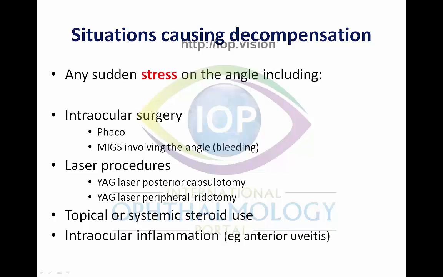Situations which may cause decompensation of angle function include any sudden stress on the angle. For example, during intraocular surgery, phaco-cataract surgery, or microinvasive glaucoma surgery involving the angle, where there may be bleeding. Laser procedures, such as YAG laser posterior capsulotomy and YAG laser peripheral iridotomy. The use of topical or systemic steroids, or episodes of intraocular inflammation.